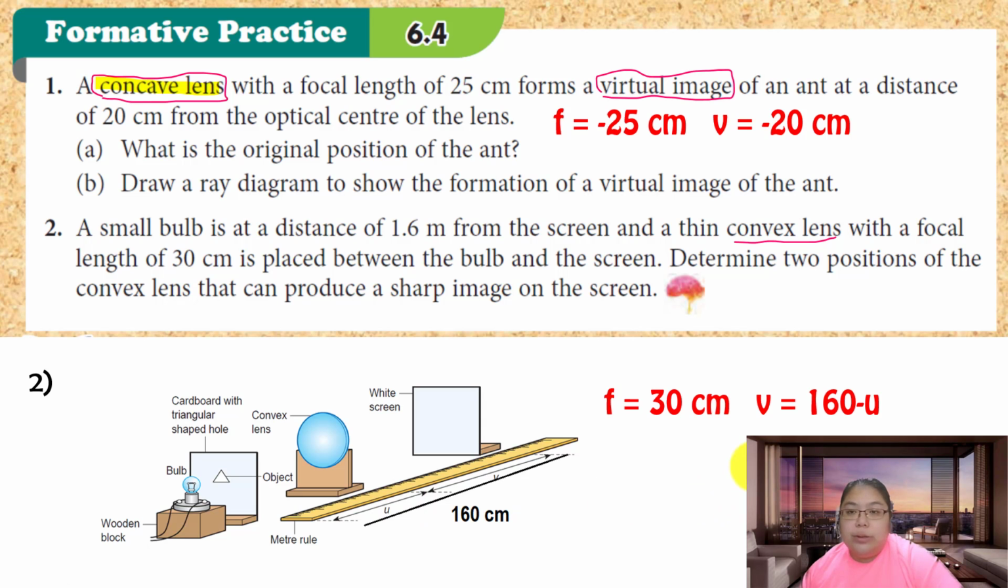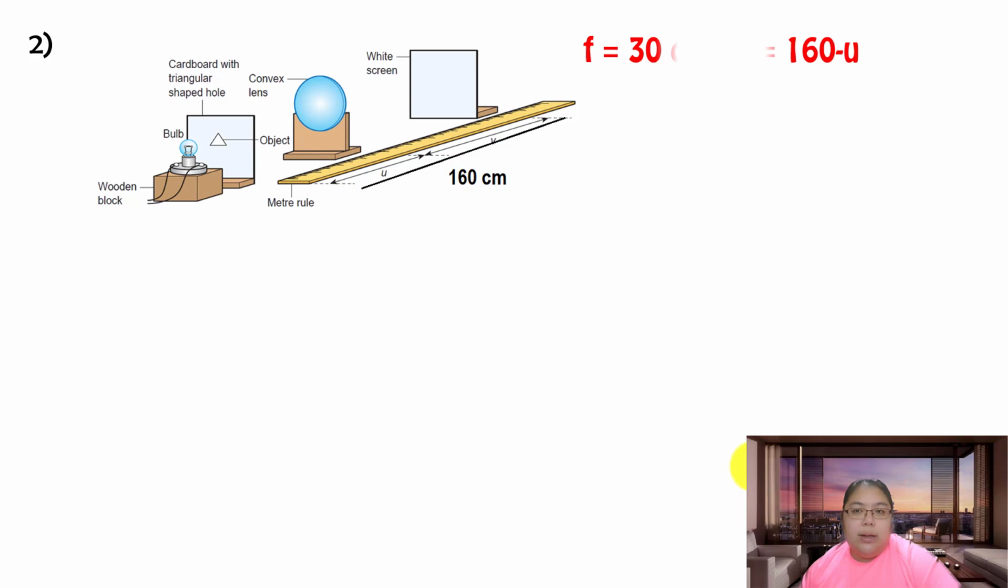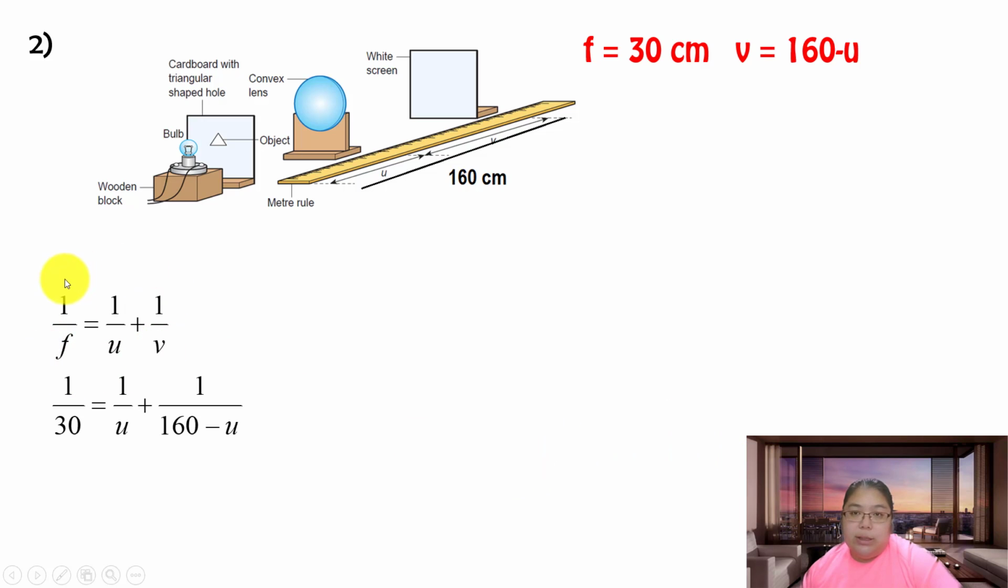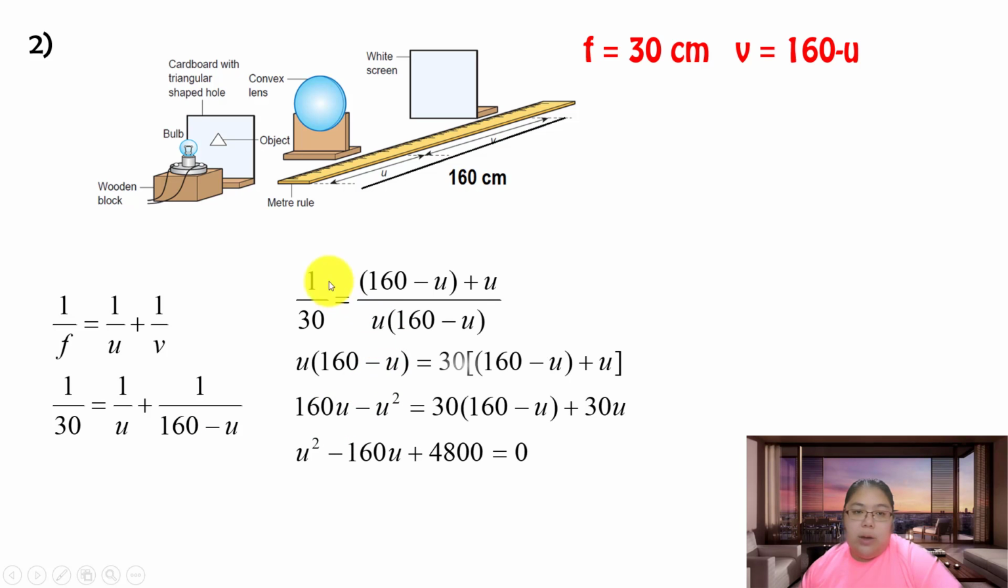Okay, now we go to do the calculation. The first step, I need to write out the lens equation, and I put all the things in: 1 over 30 equals 1 over u plus 1 over (160 minus u), where that one is v. Then I continue. I want the denominators to be the same: u multiplied by (160 minus u). So the top should be cross-added: (160 minus u) plus u.